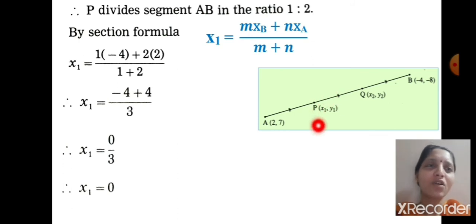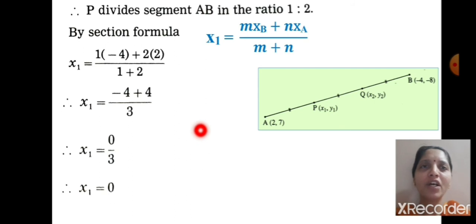So what is the x coordinate here? X1. So you will write here x1 is equal to mxb plus nxa upon m plus n, where mxb means m into the x coordinate of point B, and n into xa is the x coordinate of point A. Now what are m and n here? M and n are nothing but the ratio in which the segment is divided. So what is the ratio here? 1:2. So your m value is 1 and n value is 2.